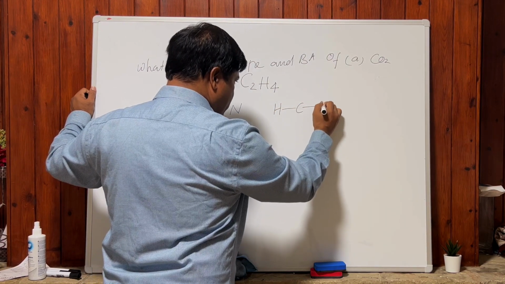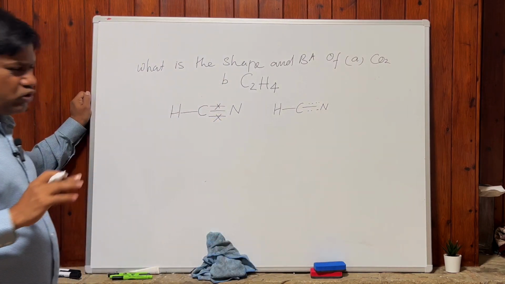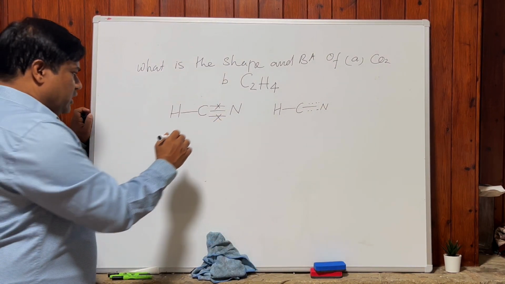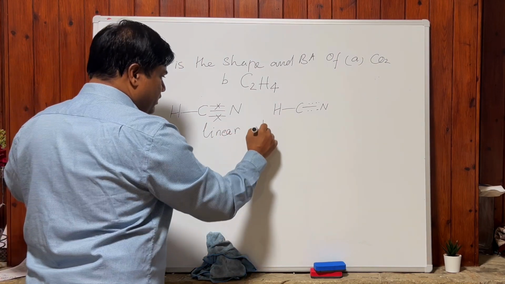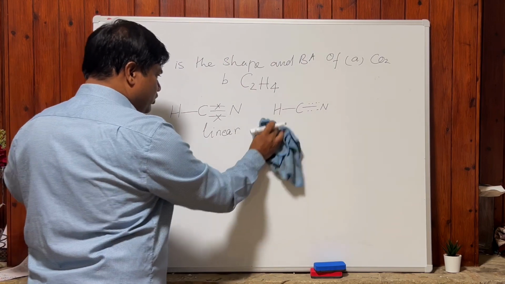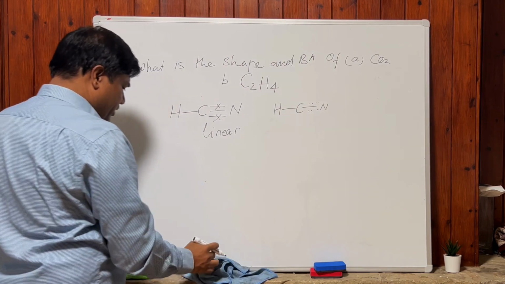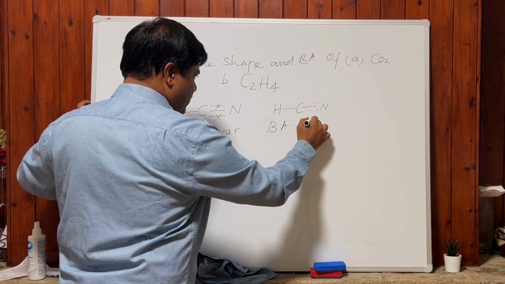Visualize that one. It is like a linear molecule. Yeah. Linear. Bond angle 180 degrees. Linear molecule. What's the shape? Linear. Bond angle 180 degrees.